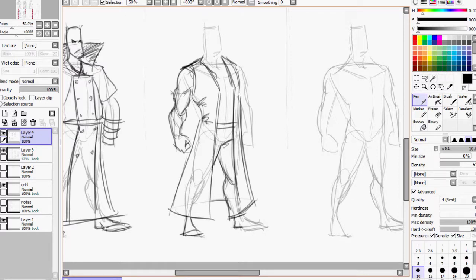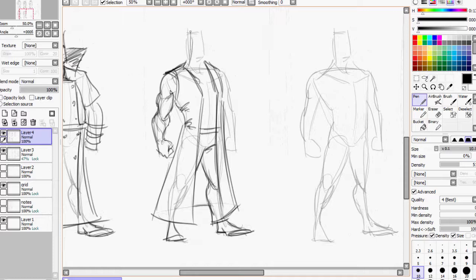I don't like the way this guy's head is positioned on this character. It's kind of weird. The trench coat idea is kind of interesting. It's a little bit open.